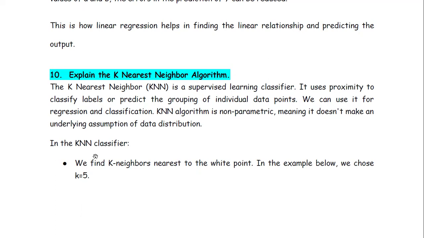So in this lecture, I will complete 10 questions. The rest of the questions I will discuss in the coming classes.